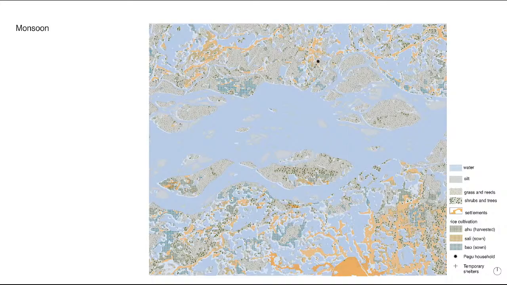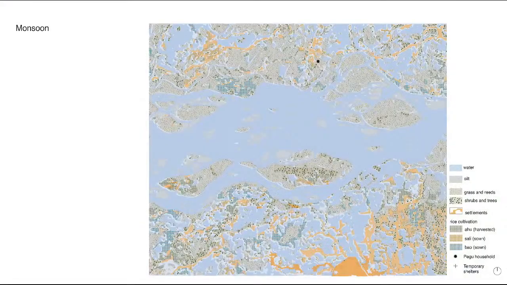And then I was looking at main crops. I focused on rice, but there were different varieties of rice. So in the monsoon season, you would have ahu rice, hali and bao. But then in the monsoon season, they had a cycle, so some of them would be harvesting, some would be sowing a different kind of rice.